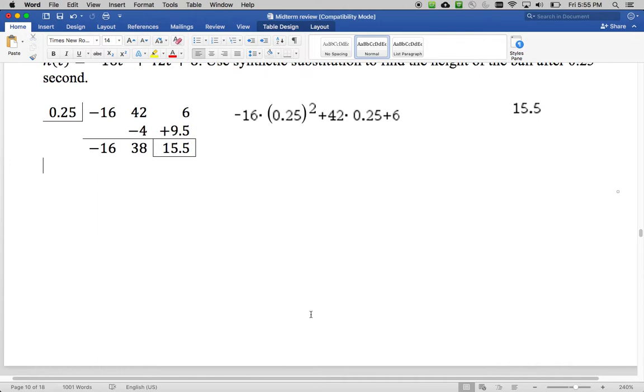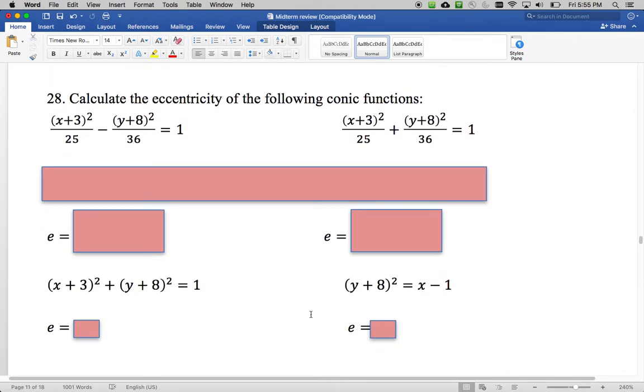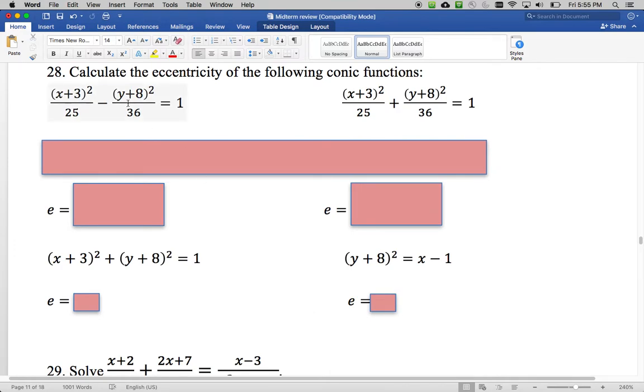Either method works. I'll let you choose which one you do. All right, 28. Calculate the eccentricity of the following conic functions. So we have a hyperbola, an ellipse, a circle, and a parabola. I'm going to do the eccentricity for the circle and parabola first, because those you don't have to calculate at all. The circle has an eccentricity of 0, and a parabola has an eccentricity of 1.